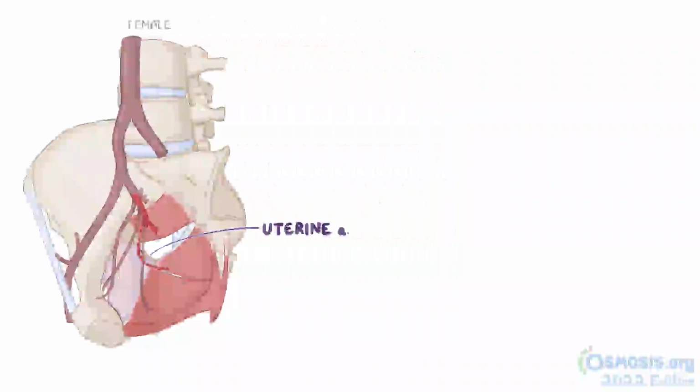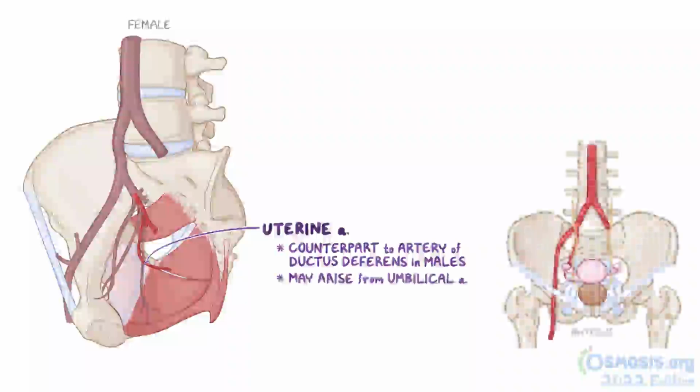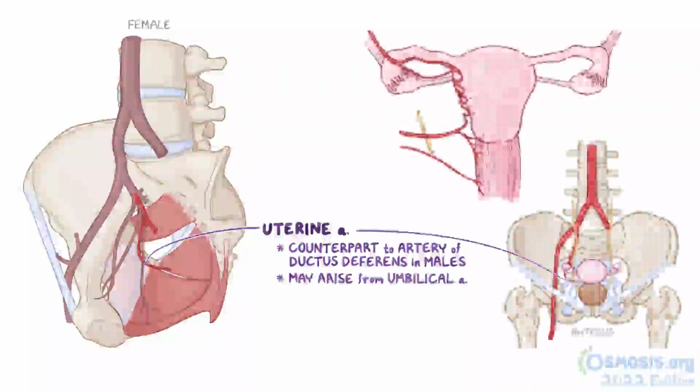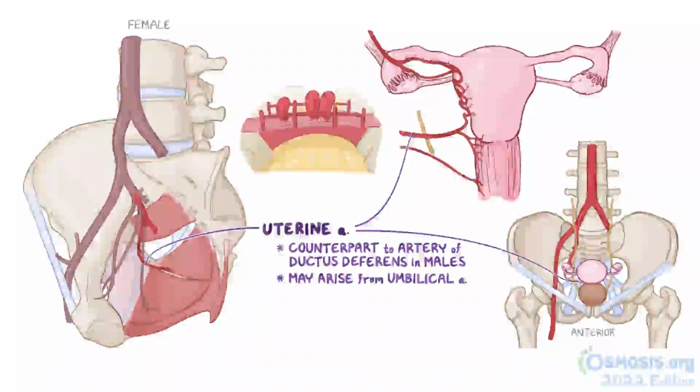Next are the uterine arteries, which are the female counterpart to the artery of ductus deferens in males. These arteries most often arise from the anterior division of the internal iliac artery, but may arise from the umbilical artery. Now, the uterine arteries descend on the lateral walls of the pelvis, crossing superior to the ureters on each side, and then turn medially to reach the junction between the cervix and the vagina. You can think about the uterine arteries as a bridge over a river, where the bridge is the uterine artery and the river is the urine passing through the ureters to the urinary bladder.